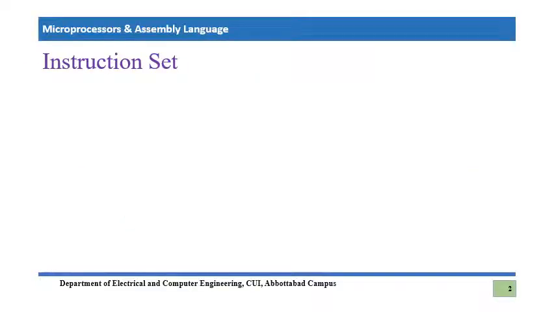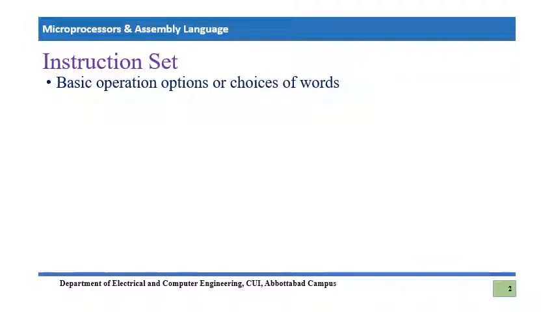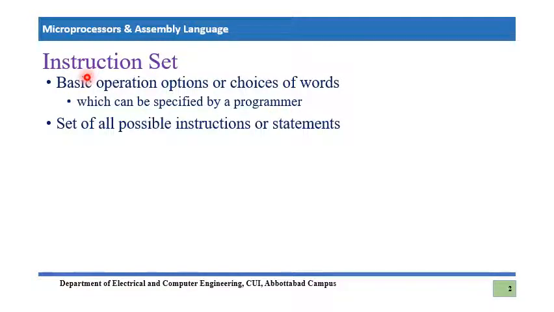Okay, the topic is instruction set, and instruction set can be defined as basic operations or choices of words which are specified by a programmer. So one can also say the number of choices of different keywords which are available for a programmer while he or she is programming microprocessor 8086 or 8088. That set of choices is basically known as instruction set.